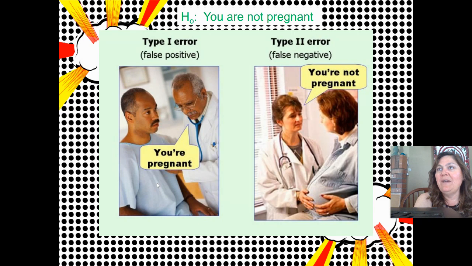The type 2 error is when we do not reject it, you are not pregnant. We accept it as likely when it should not have been. So we failed to reject, but we should have rejected it and said to that lady, yes, you are pregnant, the alternative. Okay, so it's just kind of a fun way to think of type 1 and type 2 errors.